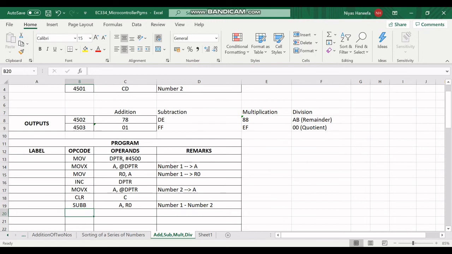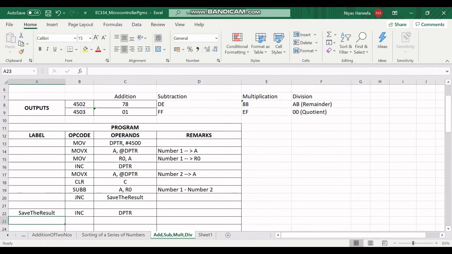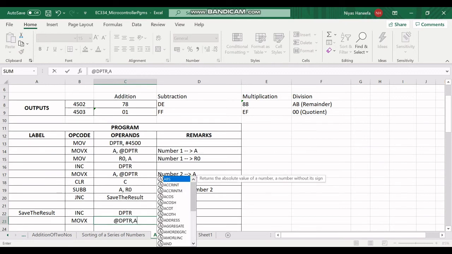The program is not over. We got the result in A for the lower byte subtraction. But we need to check whether the result is positive or negative. If the result is negative, that means there will be a carry. So if there is no carry, go to the label, save the result. In save the result, DPTR has to be incremented, pointing to the next location. The lower byte we have to save: MOVX @DPTR, A.